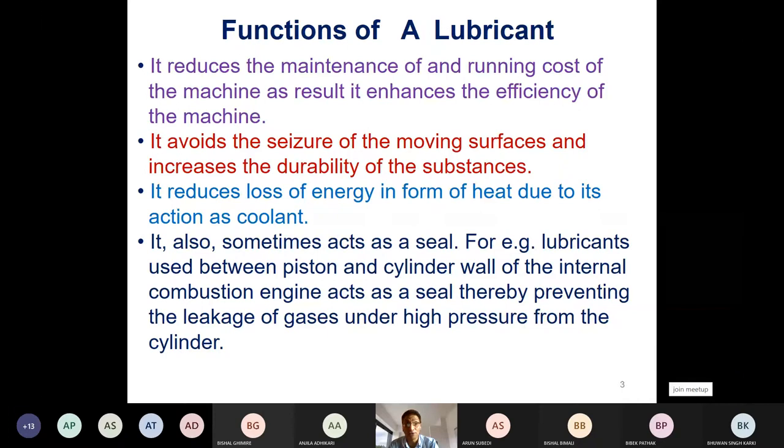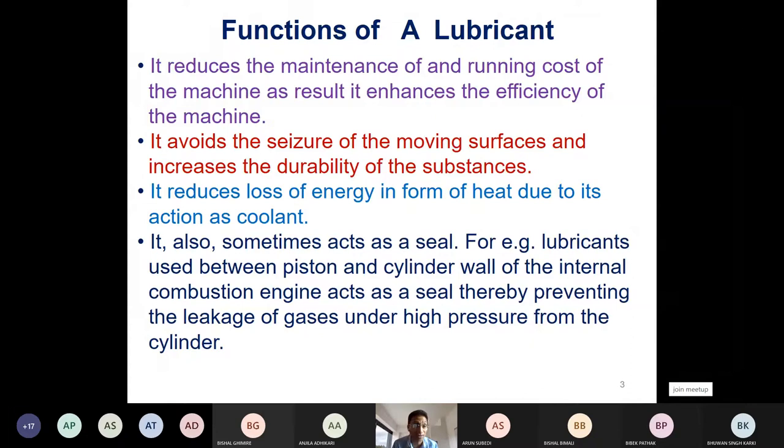It avoids seizure and damage of moving surfaces, and increases durability of substances. It reduces loss of energy in the form of heat. Why is it so? It acts as a coolant. It also sometimes acts as a seal, for example, lubricant used between the piston and cylinder wall of an internal combustion engine acts as a seal, thereby preventing the leakage of gases under high pressure from the cylinder. Also seal.